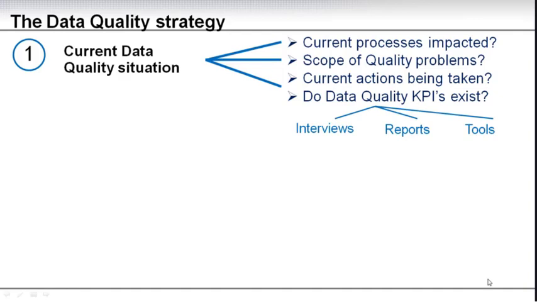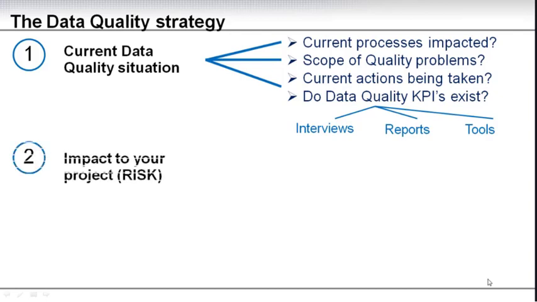And how do you find this out? You find this out through interviewing stakeholders involved in the current process, running reports. You might have access to tools which can do some advanced data assessment. You might have some ETL tools that you can use to extract and analyze the data based on rules that you can define. So these are some of the ways that you can find out how is the current situation.